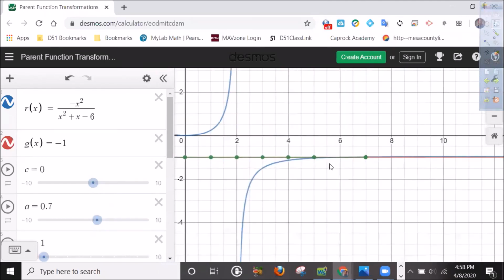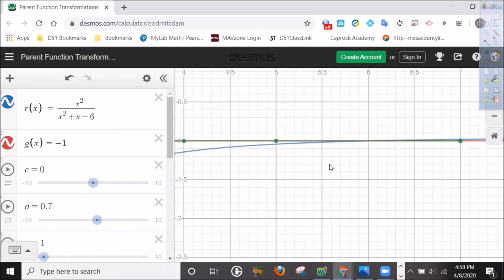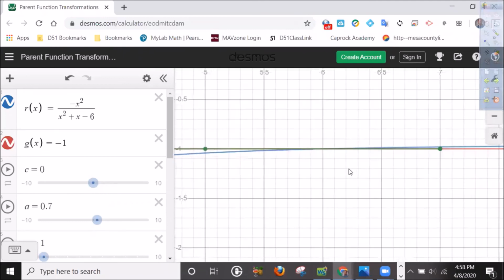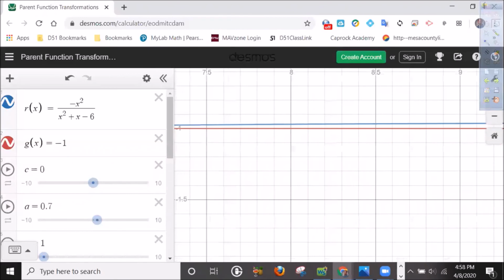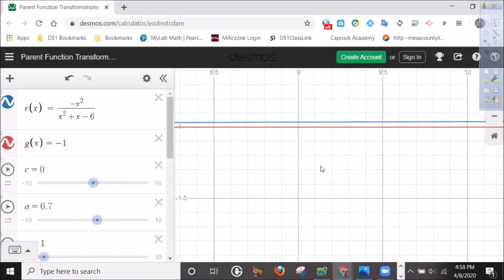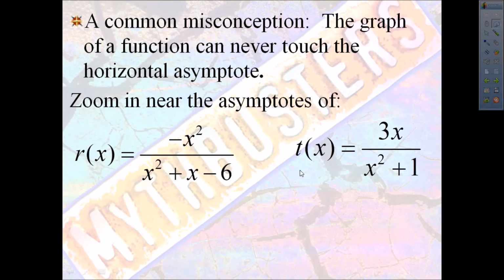But let's zoom in a little bit more closely and notice that the graph of r of x actually crosses that horizontal line, so that as we move off to the right, the graph gets closer and closer to the horizontal line from above, not from below. As another example, we can look at this function t of x, which is 3x over x squared plus 1. This time, since the degree of the numerator is smaller than the degree of the denominator, we should have a horizontal asymptote at y equals 0.